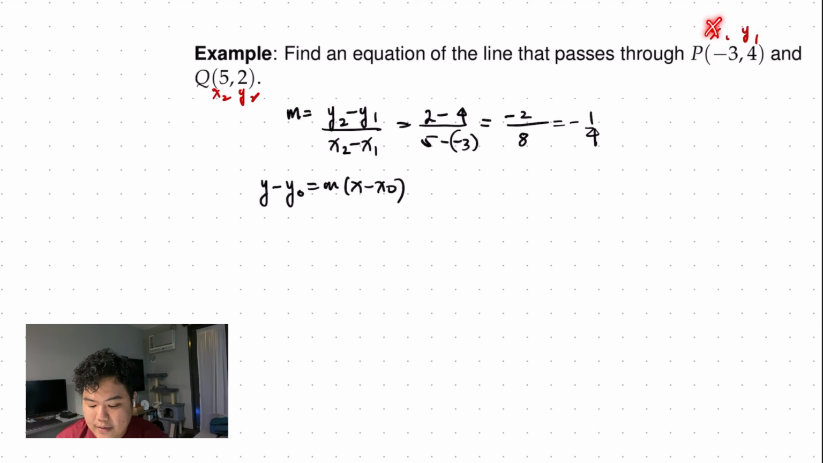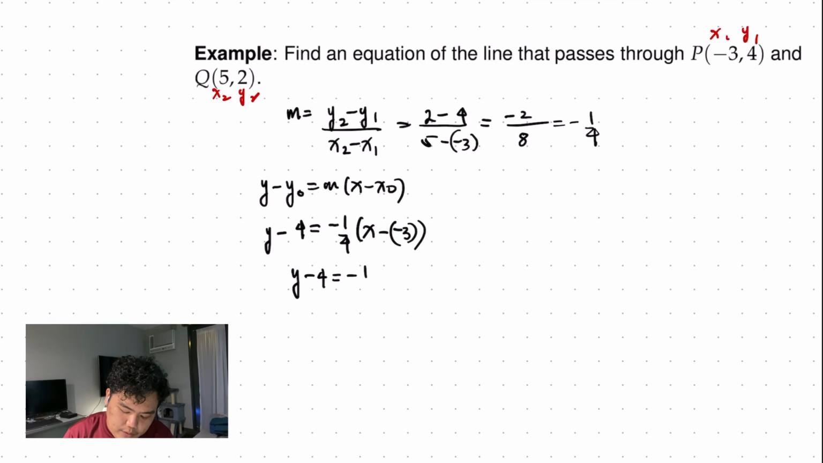So, this will serve our x naught and this is our y naught. So, x naught is negative 3, y naught is 4. And the slope is negative 1/4. So, the equation is y minus 4 equal to negative 1/4 times x minus negative 3.